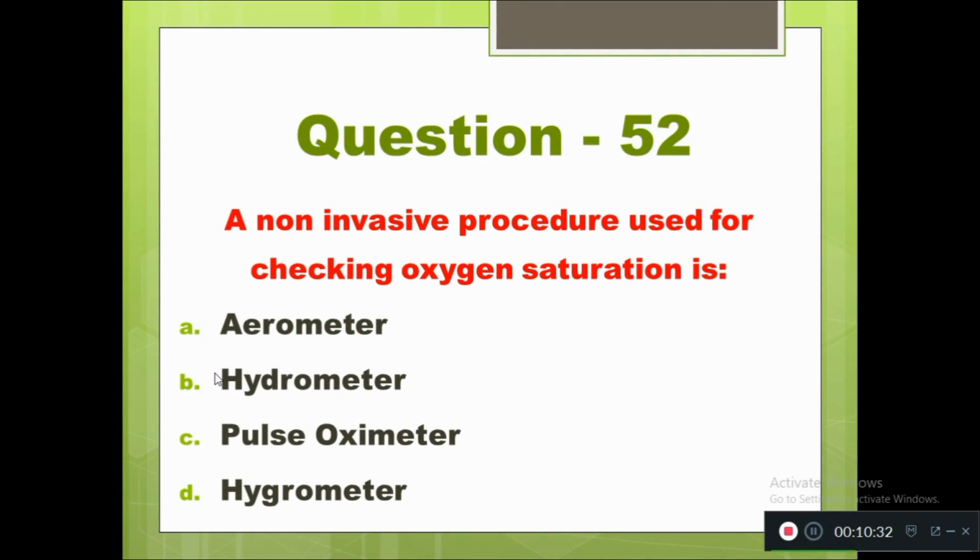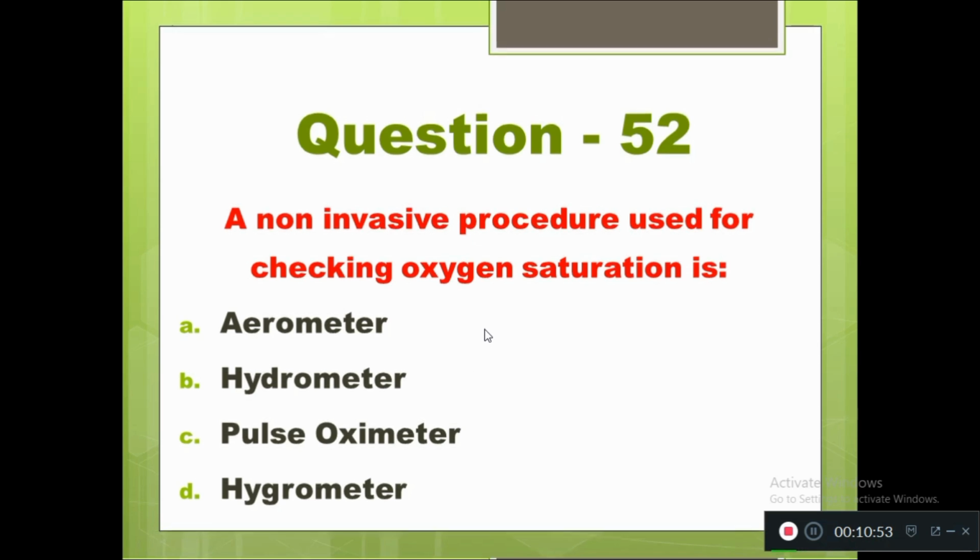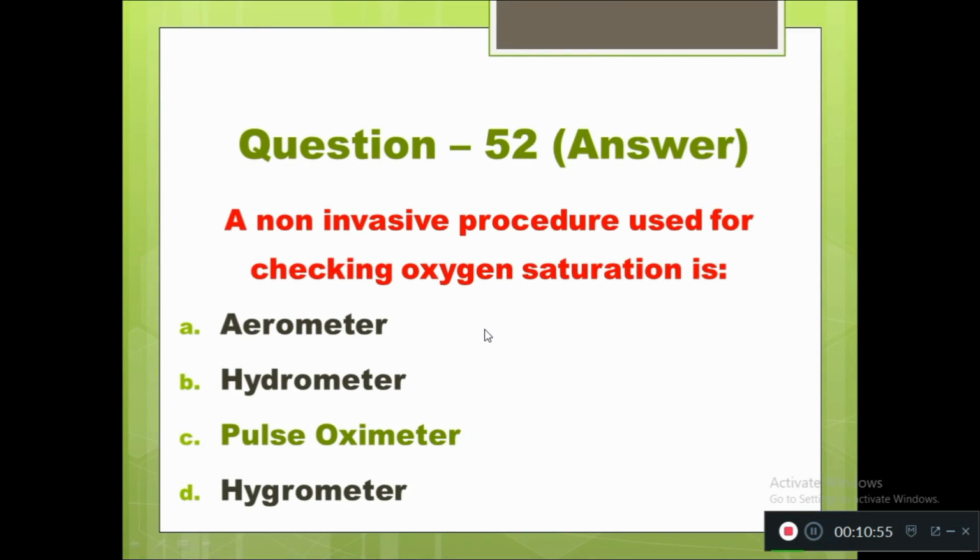Question number 52. A non-invasive procedure used for checking oxygen saturation is option A aerometer, option B is hydrometer, option C is pulse oximeter, option D is hygrometer. The non-invasive procedure used for checking oxygen saturation is pulse oximeter.